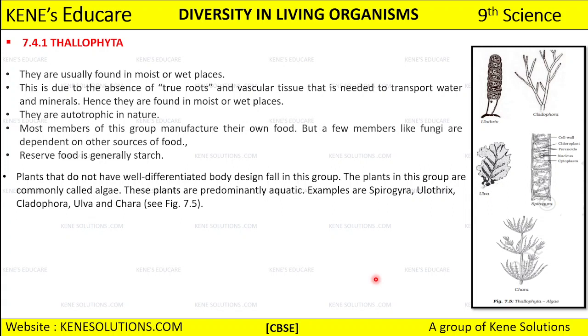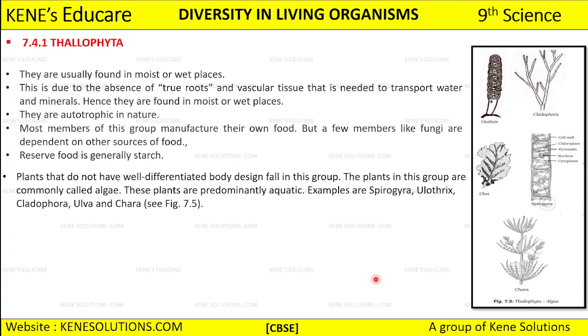Under Thallophyta come all the plants that live in moist and wet places. They are usually found in moist and wet places because they do not have true roots. Because of the absence of true roots and vascular tissue, which is needed to transport water and other substances, they are found in moist or wet places. And generally they are autotrophic in nature.